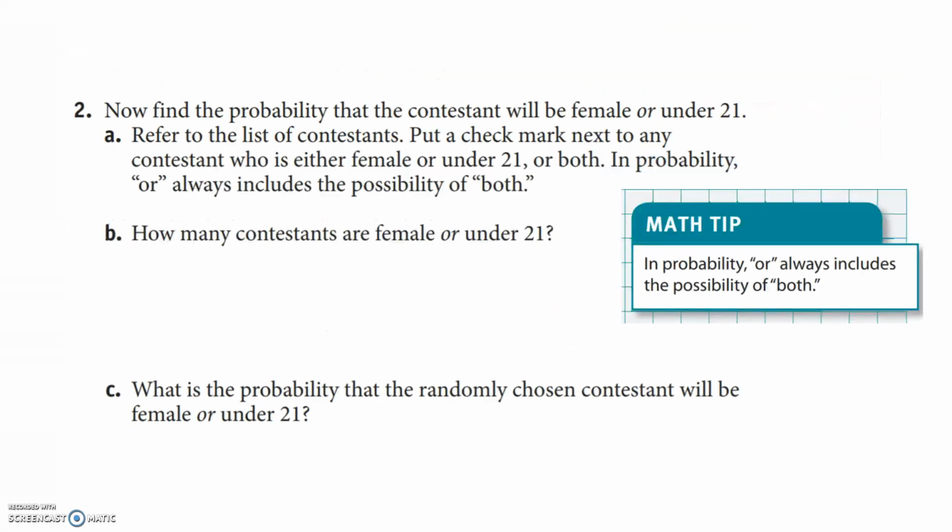Now let's take a look at question 2. Now we're going to bring in or. The contestant will be female or under 21. Come down here, your math tip: in probability, or always includes the possibility of both. So a little bit of difference here. I want you to, again, pause, do question 2, and when you're finished, turn this back on to check your answers.